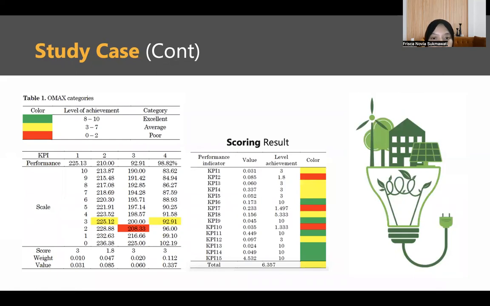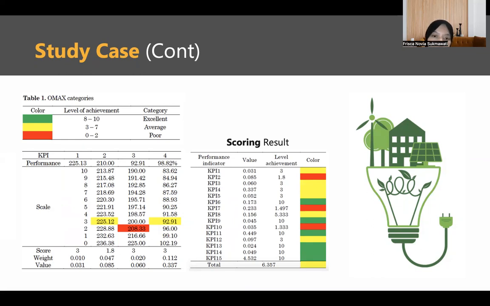The last process is the scoring system using objective matrix or OMAX. OMAX is applied to generate the performance score and the index for each parameter. OMAX connects every criterion on performance into a model. In addition, the systematics of the OMAX method is first determined by setting a minimum level score, which will be the achievement of the minimum target in the performance indicator.